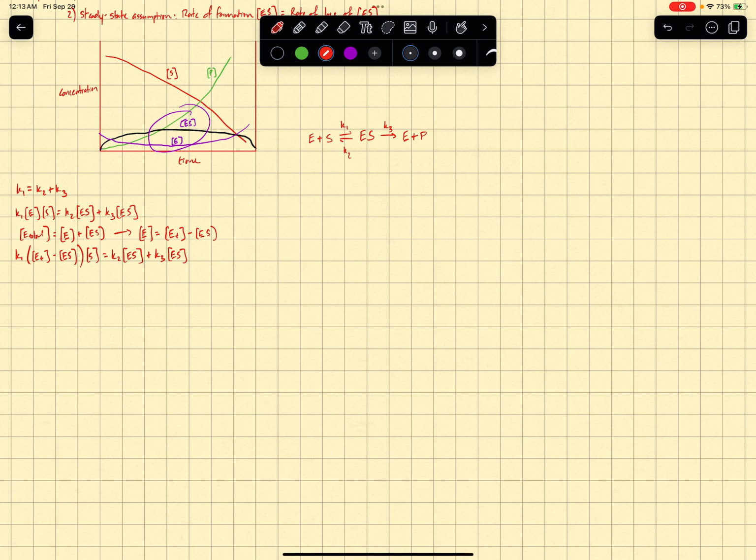Now what we're going to do is distribute out that term on the left-hand side of our equation. So we'll get k1 times the total enzyme times the substrate, minus k1 times the ES complex times the substrate, equals k2 times the ES complex plus k3 also times the ES complex. I know it just seems like a lot of algebra right now, but I promise it has a point.